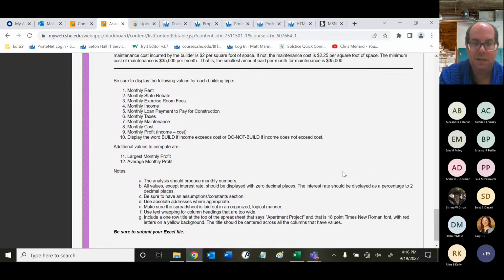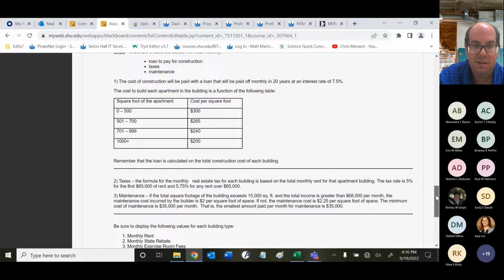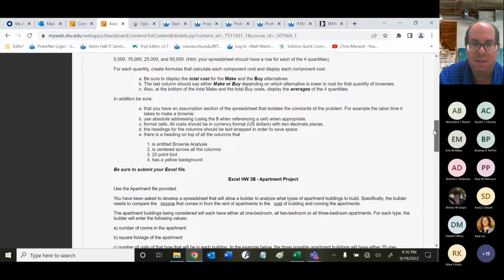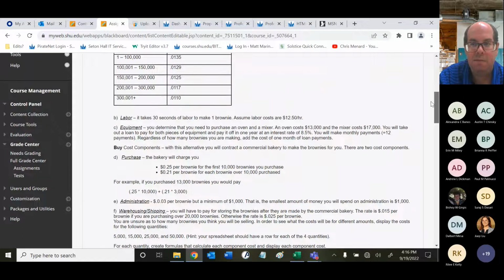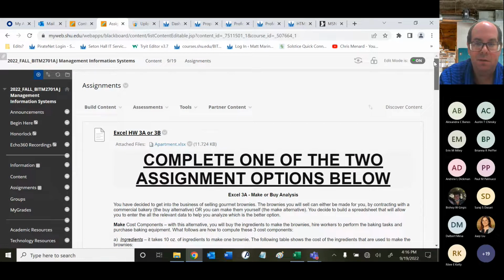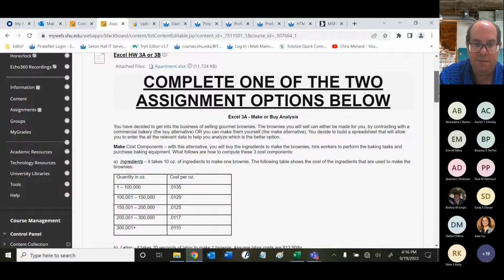So some of these things, like last week's restaurant, asked about conditional formatting. If I haven't taught it to you yet, don't worry about it. For example, here it says use text wrapping for column headings that are too wide. Don't worry about that because I haven't taught you text wrapping yet. I'm pretty sure that'll be the last Excel assignment where I go over conditional formatting, charts, and different stuff like that. All right, so again, that'll be due Sunday at 11:59.